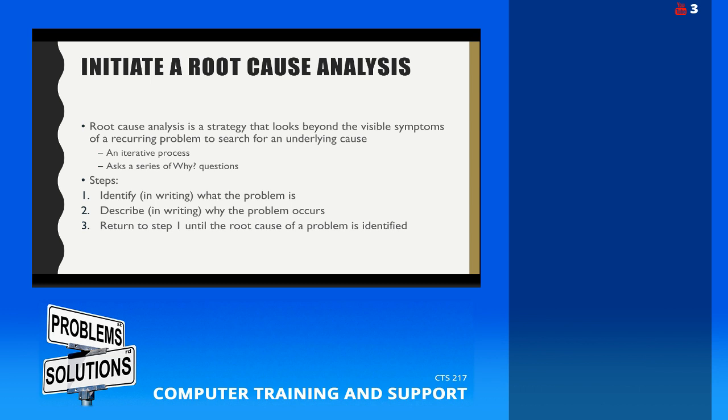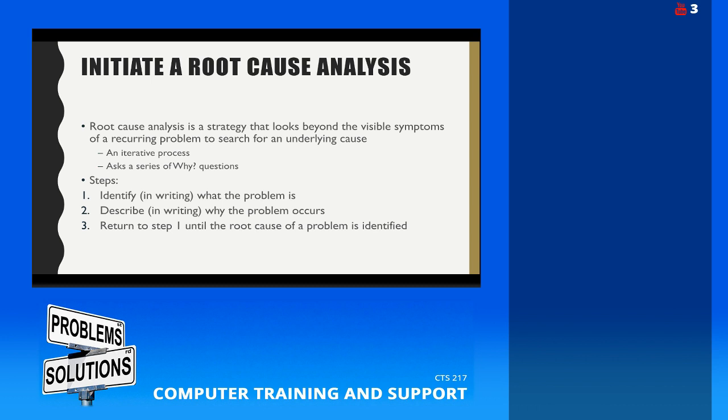So you're identifying the problem in writing, and you're describing the problem in writing. Good documentation. And you're going back to step 1, and you're keeping on doing that until you get to the root of the problem. And as I said before, once you get to that root of the problem, hopefully you can fix the root of the problem. And then in fixing the root of the problem, you get a waterfall effect that in turn causes everything else to sort of get fixed and repaired. Because the root of the problem, that root cause, has been fixed.